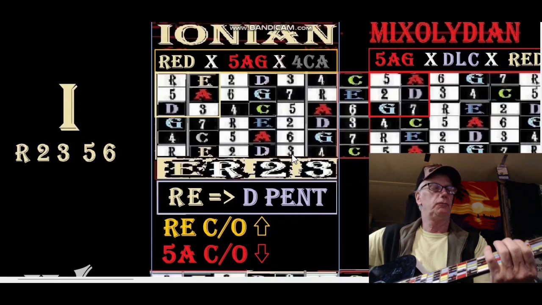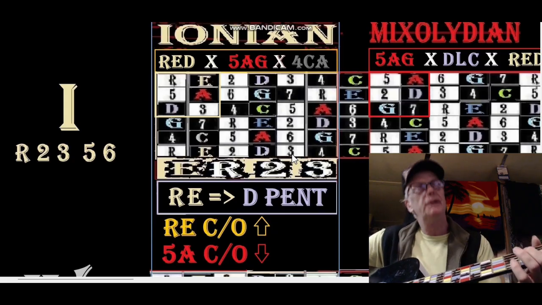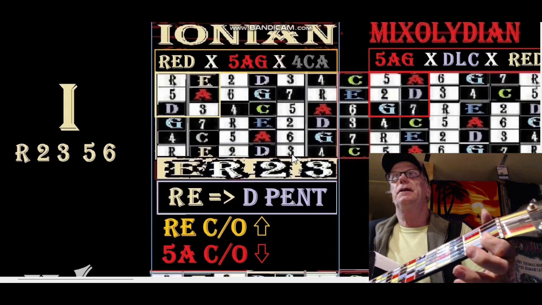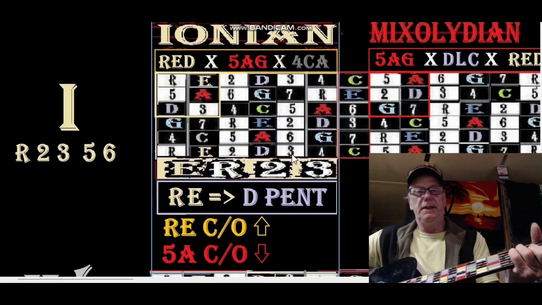Okay, so we got root, 2, 3, 5, 6. Root 2. Now we're going to go to 3 here, the green note there, right? That's our third in our E.